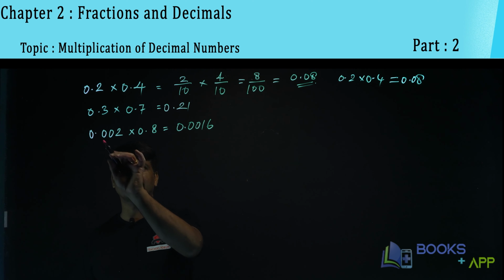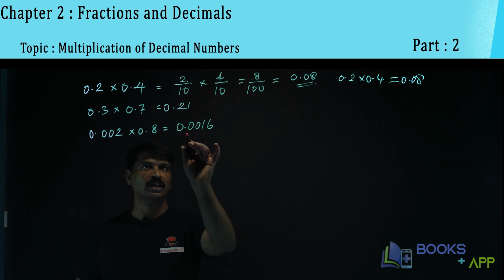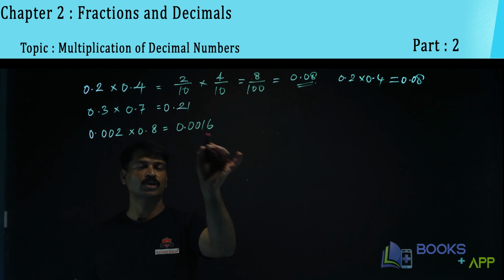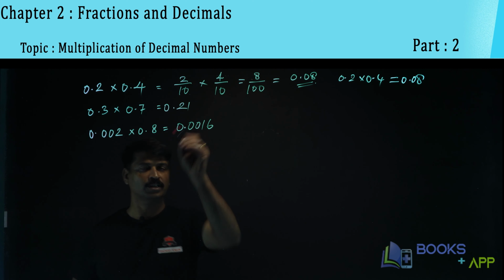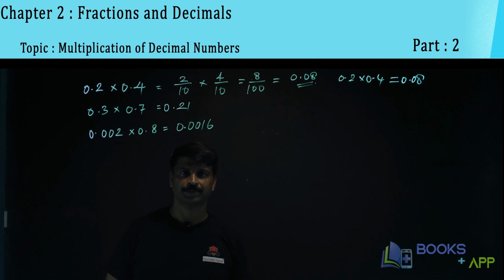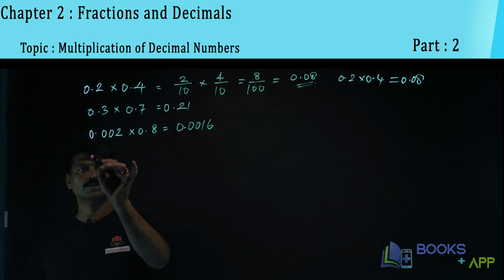I think it is clear. Here 1, 2, 3, here 1, 4 places. In the answer after the decimal point 1, 2, 3, 4 places. Or from here you count 1, 2, 3, 4. Then you put the decimal point. Now one more.